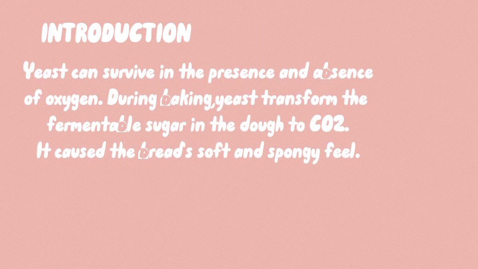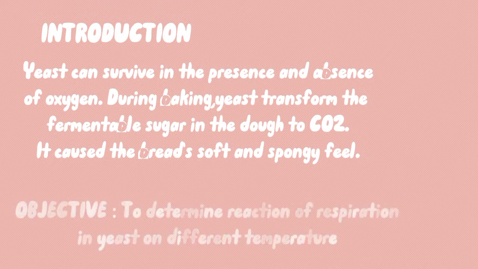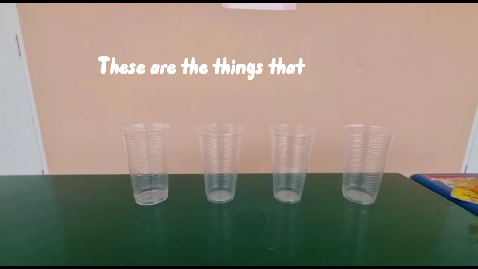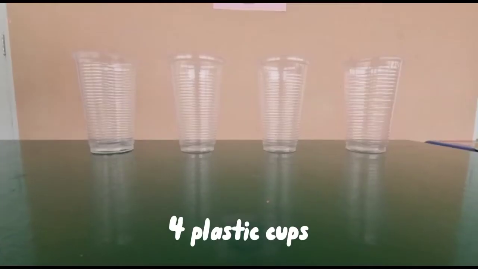Introduction. Yeast can survive in the presence and absence of oxygen. During baking, yeast transform the permeable sugar in the dough to carbon dioxide. It causes the bread to have a soft and spongy feel. Objective: to determine the reaction of respiration in yeast at different temperatures. These are the things that we need in this experiment.